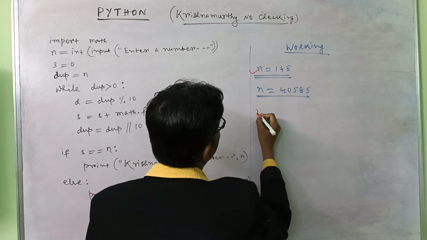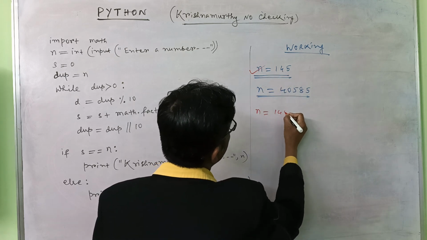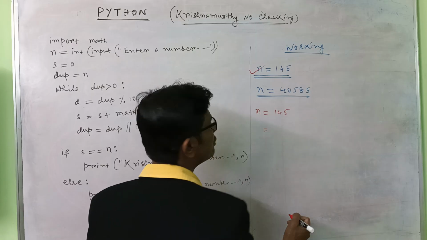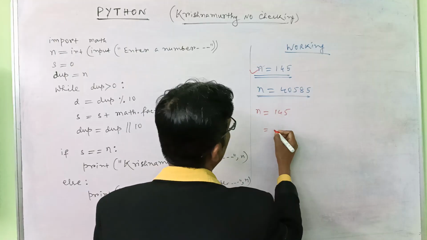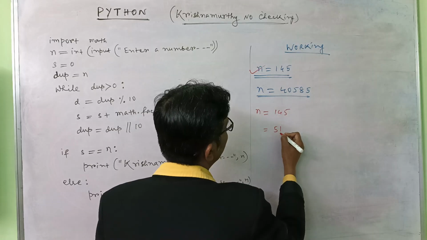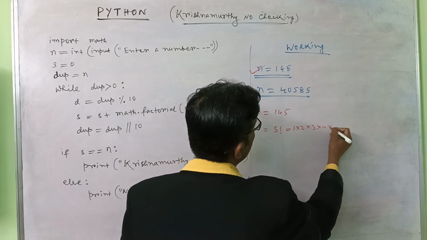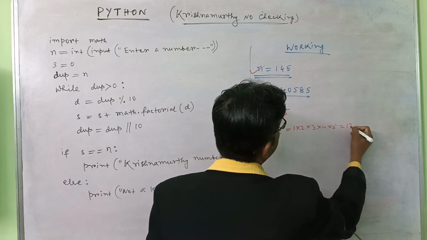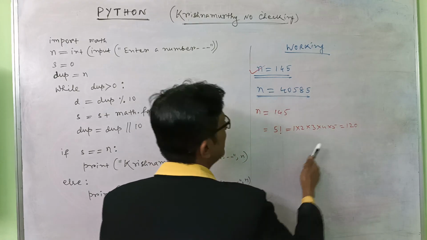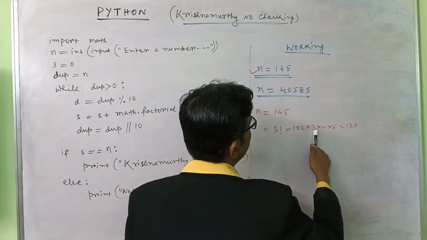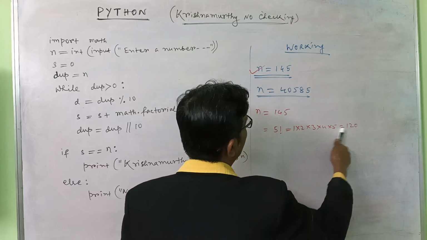Suppose I am taking two examples. The first example, n equal to 145. So each digit's factorial we will calculate. How? Factorial of 5 equals 1 into 2 into 3 into 4 into 5. What is the value? We will get 120. You see, 5 4s are 20, 20 into 3 is 60, 60 into 2 is 120.